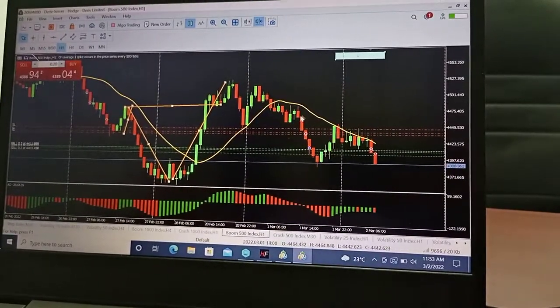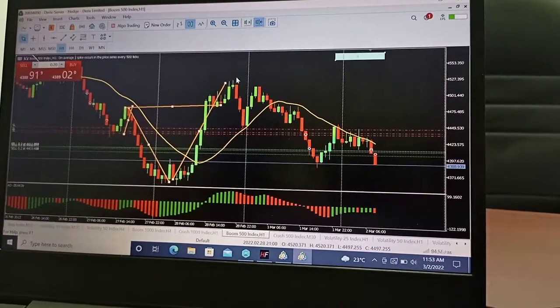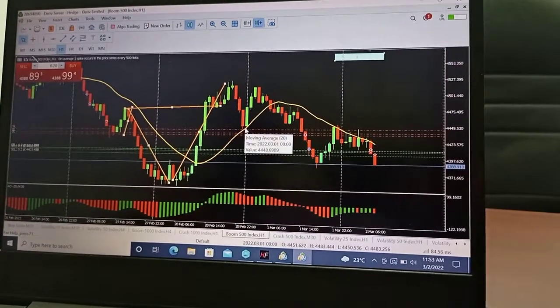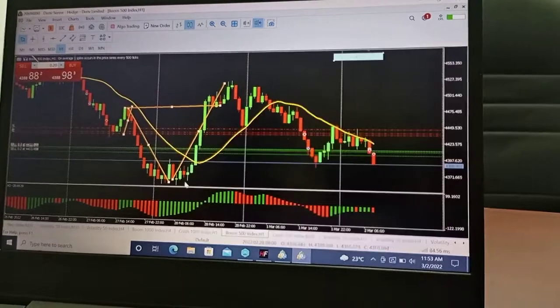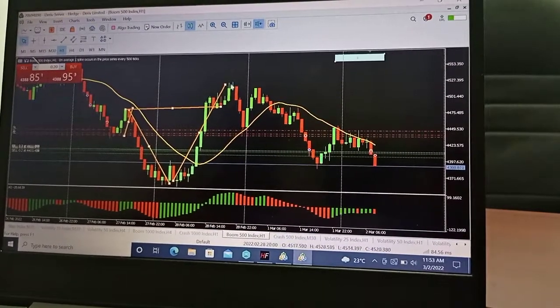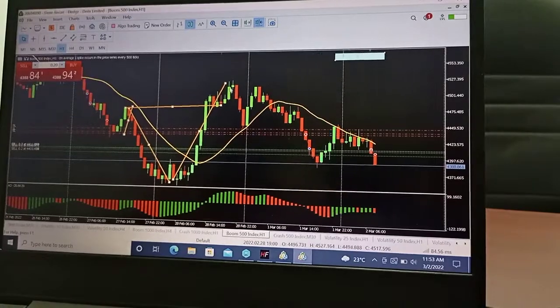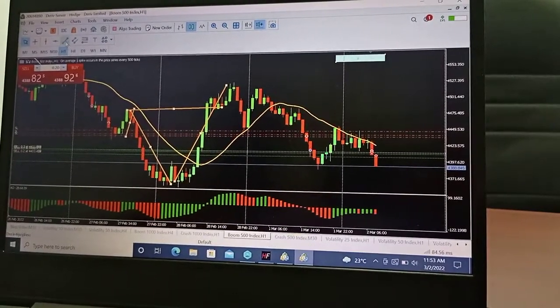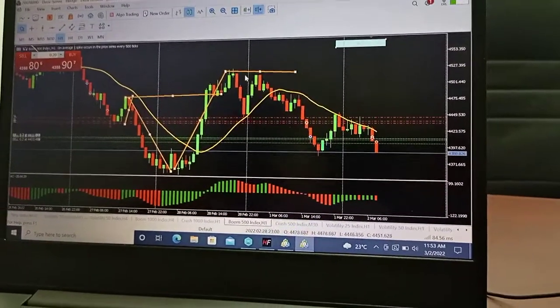But now you can see here, the market went high, then came down. This is not a lower low because it is a trade within a trade. You see this one, it means that the buyers were unable to go up. It formed a double top.